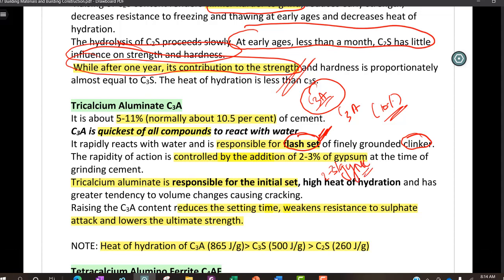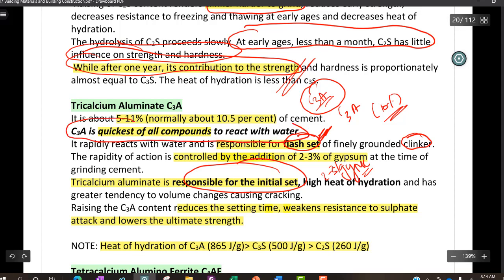So why are we adding gypsum? So that this C3A compound formed in the clinker will not make it set flash. Okay, that means it will make it set very fast. To avoid it, we are adding some amount of gypsum. Okay, so this tricalcium aluminate is responsible for initial setting of our cement. Done? Remember, and this is a very important bit. C3A is the quickest of all compounds to react with water. Which compound is the quickest to react with water? C3A is the quickest to react with water.